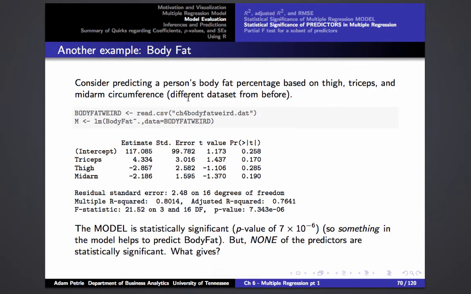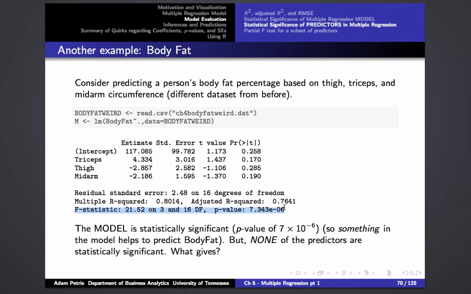Okay, another example, body fat data. We've seen a few examples with this already, some at first counterintuitive behavior that we can explain away. Let's try to predict body fat from three quantities: the triceps skin fold thickness, the thigh circumference, and the mid-arm circumference of a person. Well, if we fit this model and we look at whether or not the model is significant, we see that, yeah, it is. The F value is 21, that's a lot bigger than 1. The P value of this is 7 times 10 to the minus 6, much less than 5%. So the model is statistically significant.